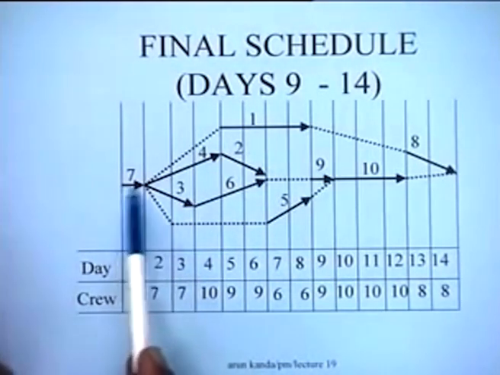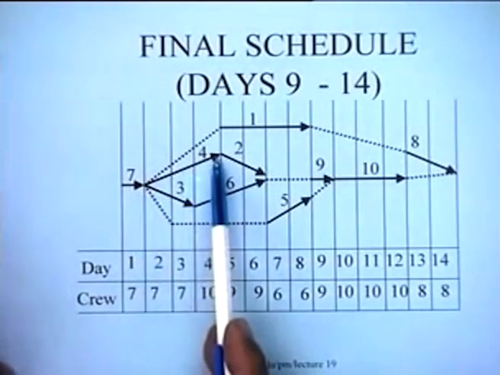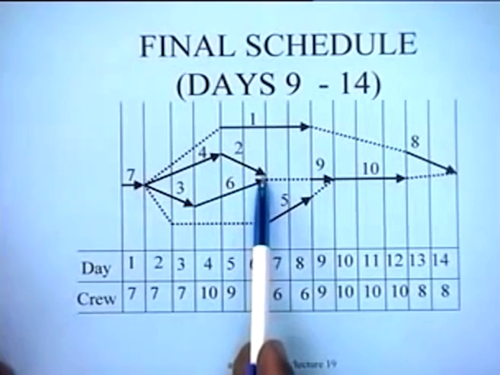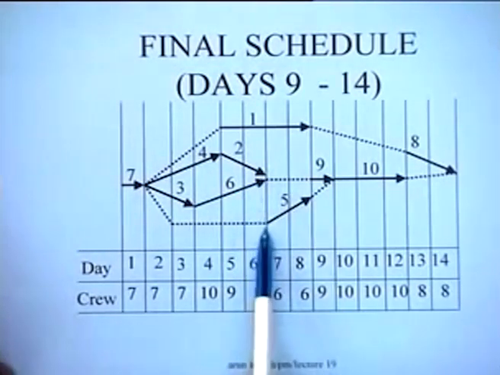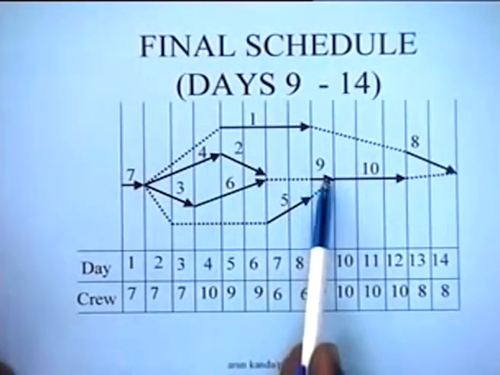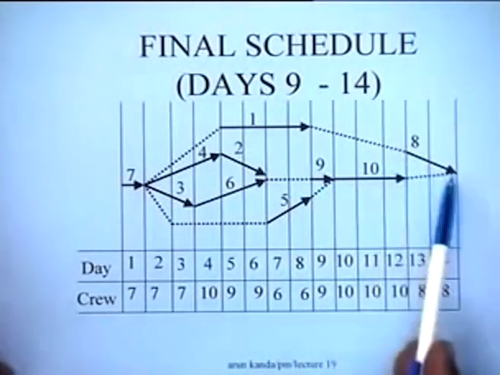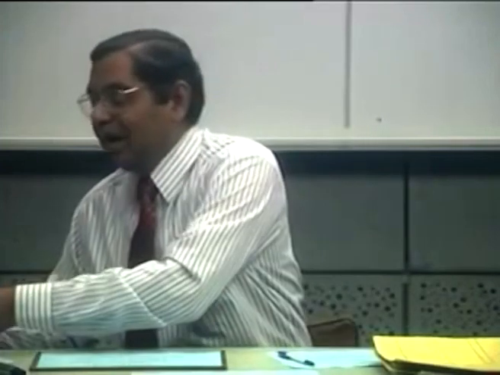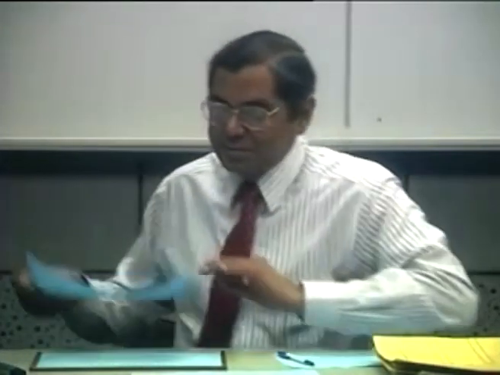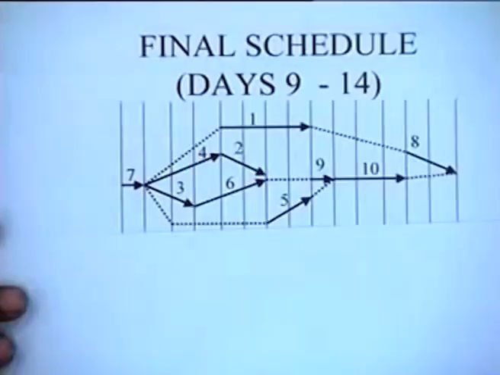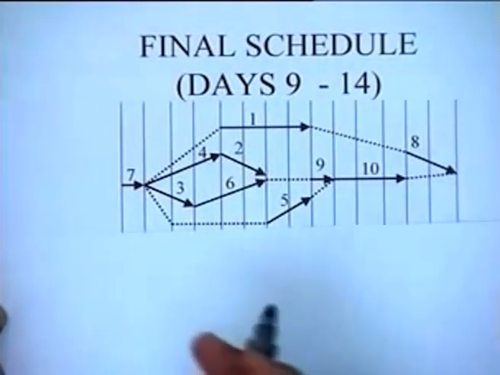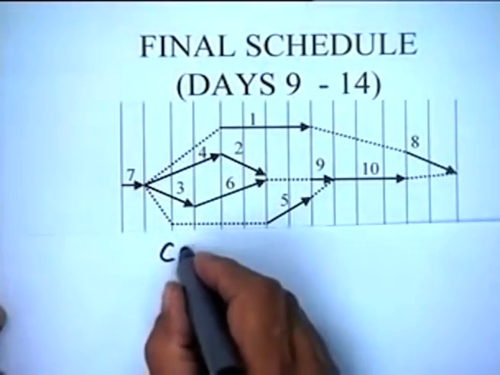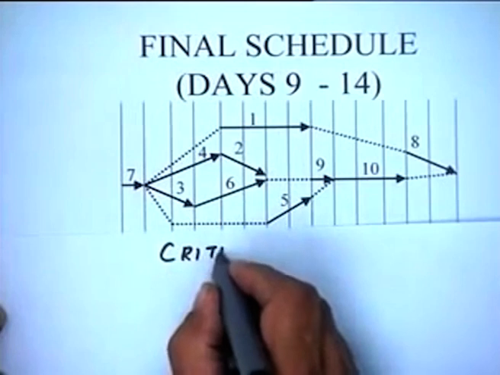You see, you can go 7, then you can go 4, then you can go 3, then can you go to anything else? Yes, you can go to 5, and then you can come to 9, and then you can come to 10, and then you can come to 8. Look at this same network and notice the following thing. In this very network, let us try to understand the notion of a critical sequence. Let us see what is a critical sequence.